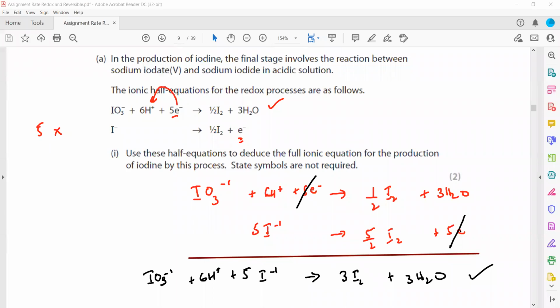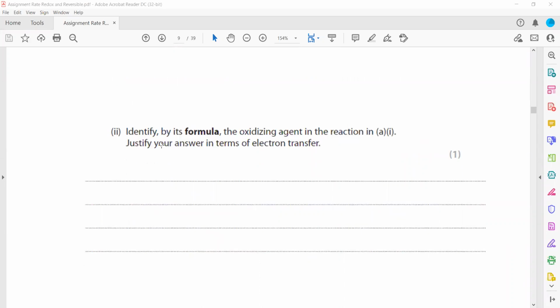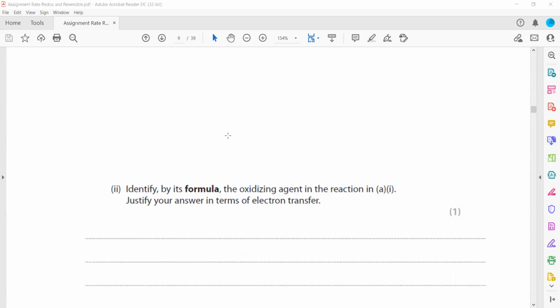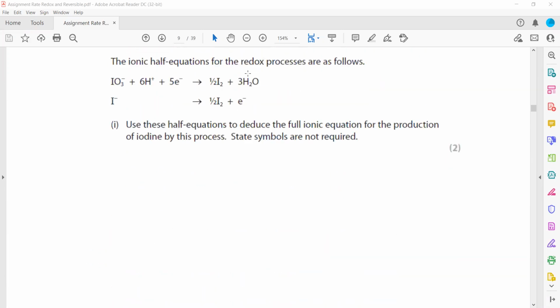Is it clear, this part, how we write the balanced equation? The next part: identify by its formula the oxidizing agent. So which one is an oxidizing agent? The substance which helps in oxidation is itself reduced.